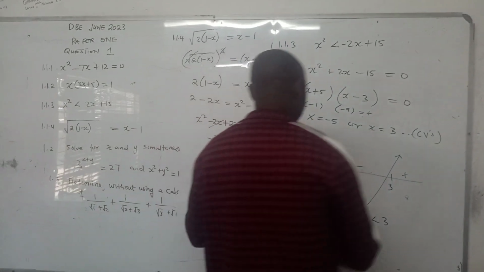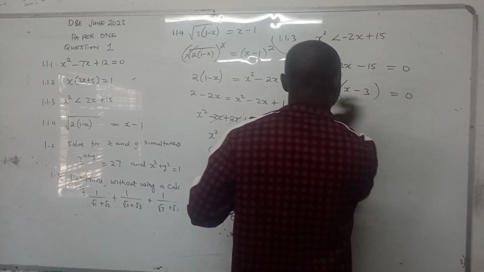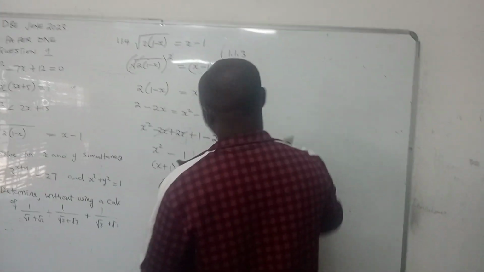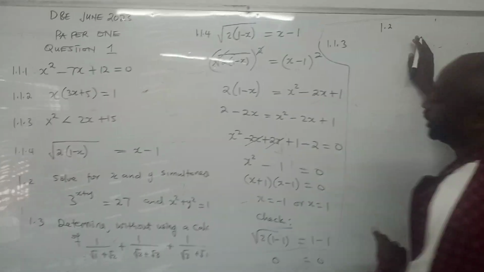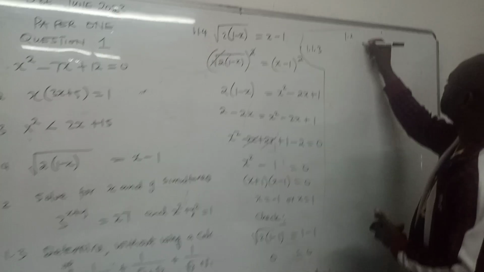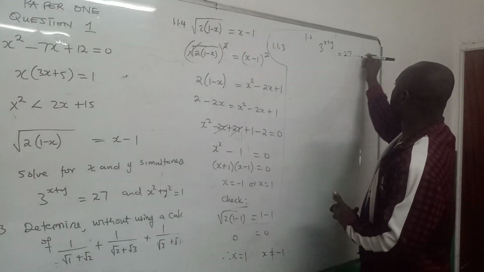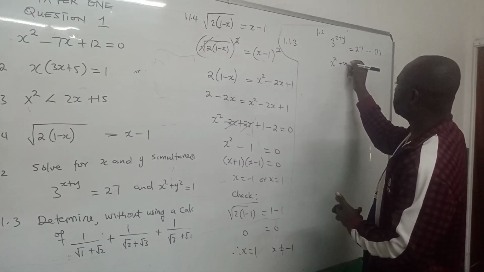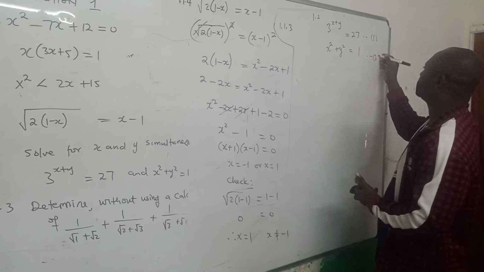Now let's go to the next question quickly and do the simultaneous equation. So 1.2, solve for x and y simultaneously. 3 to the power x plus y equals 27, equation number 1. And then they give you x squared plus y squared equals 17, equation number 2.